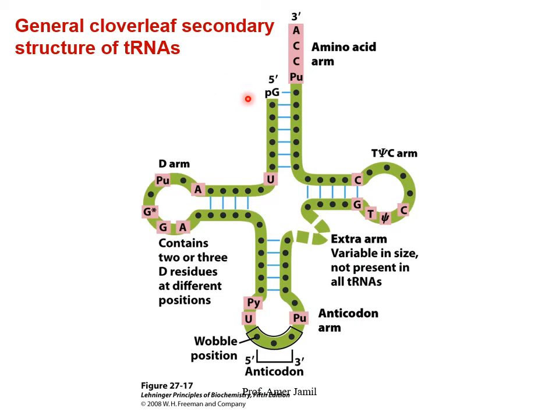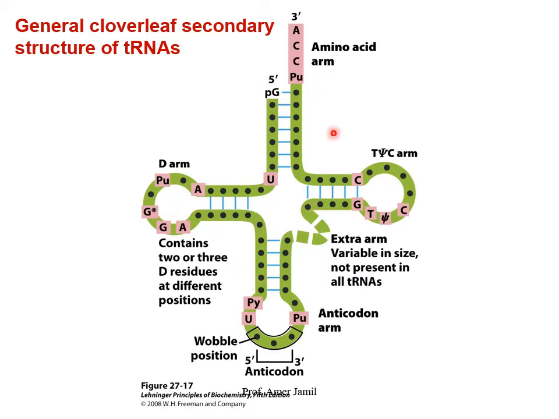This is the secondary structure of transfer RNA, and it is a cloverleaf structure. There are different arms of this transfer RNA. One is the amino acid arm, where there is a CCA present at the 3' end. Then there is a TΨC arm. Psi is an unusual base. There is an extra arm that is variable in size, and this is the anticodon arm, and this is the wobble position. And then there is a D arm that contains 2 or 3 D residues at different positions.